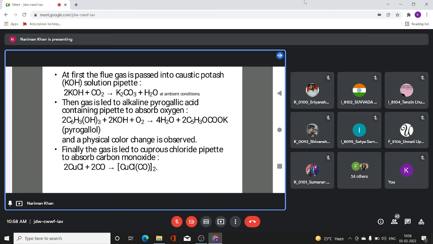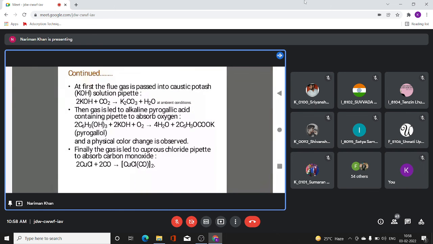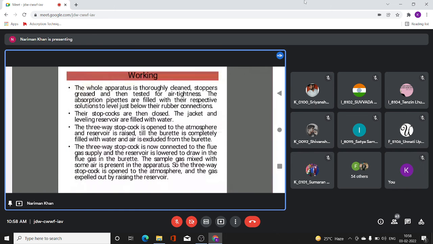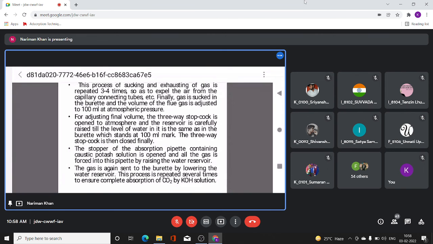Then finally the gas is passed through cuprous chloride. With cuprous chloride, it forms a coordination complex with carbon monoxide. So this is how the chemical reactions take place. Then the working, I have already explained.